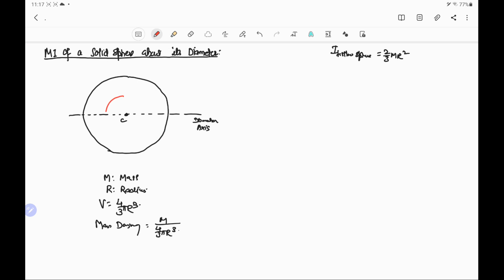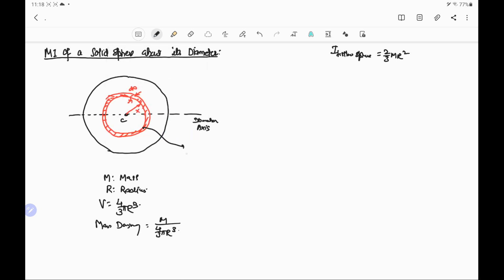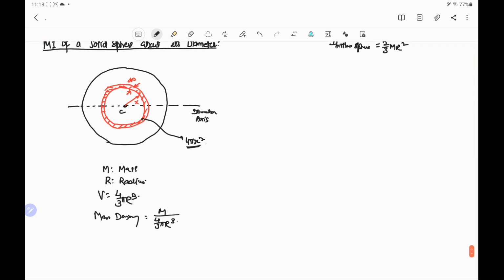Suppose this is a sphere of radius x, and this hollow sphere has a thickness dx. This thickness is dx, and mass is distributed over its area. Therefore, area is 4 pi x square for the hollow sphere of radius x, and multiplied by thickness, this will give volume.